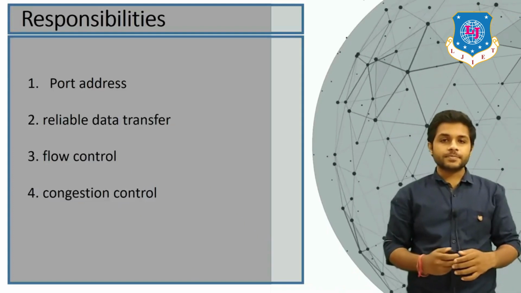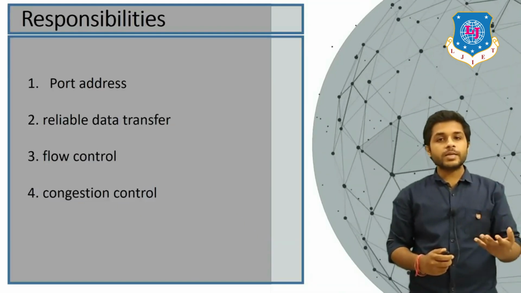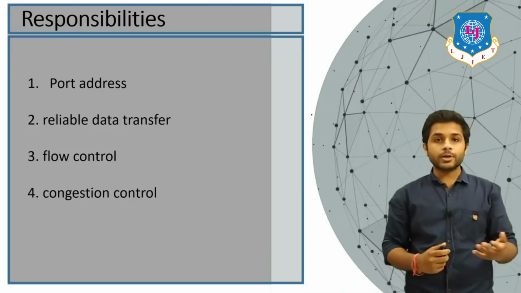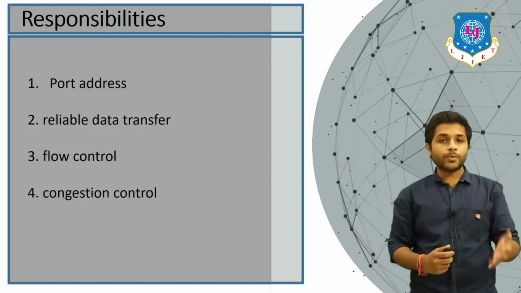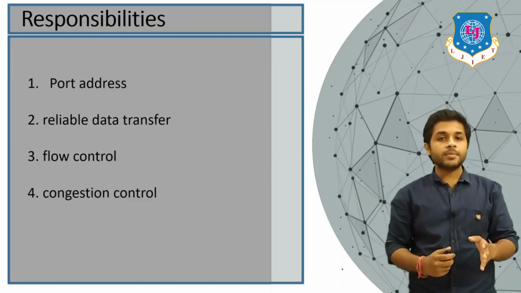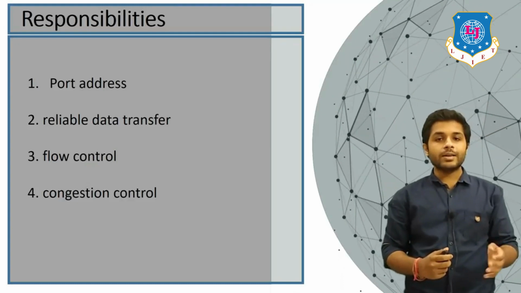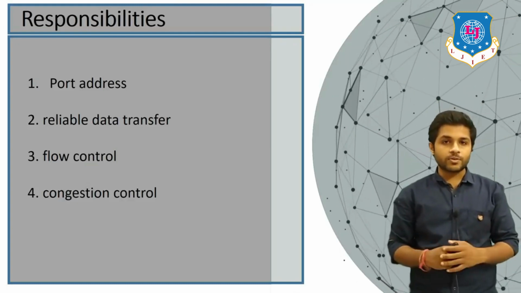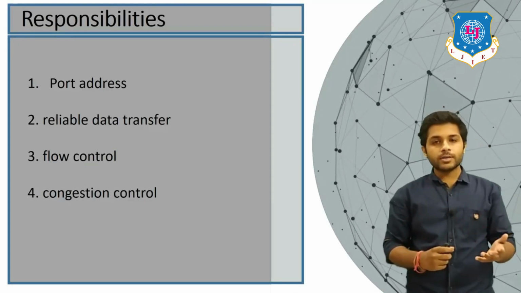So let's see. These are the four main responsibilities of the transport layer. The first one is the port addressing, then there is reliable data transfer, flow control, and the last one is the congestion control. So what is port address?